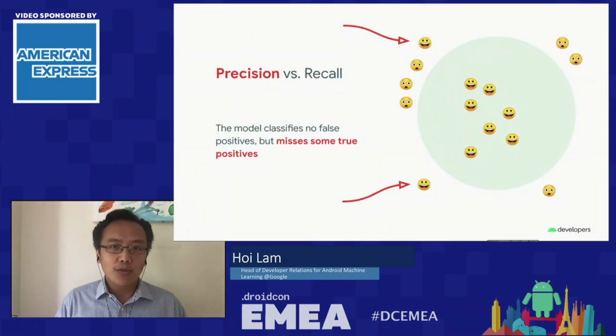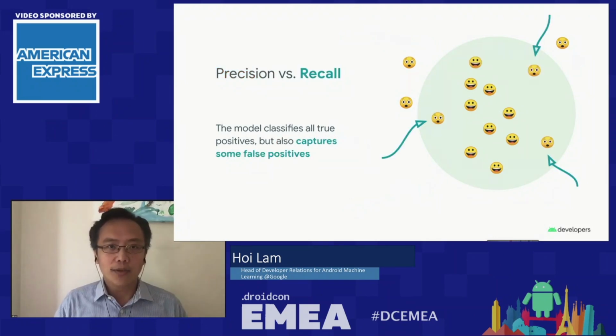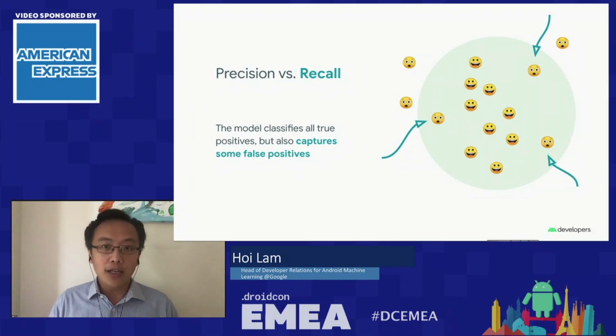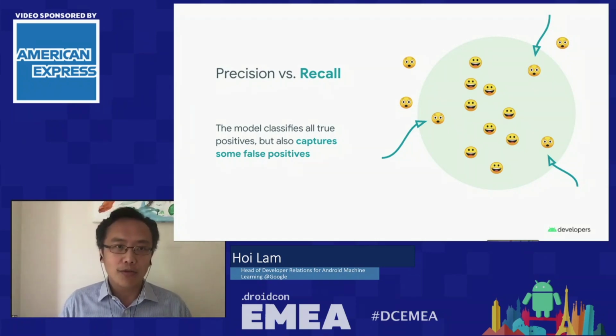Precision is biasing towards getting fewer false positives. What this means is some of the correct pronunciations, the happy faces outside the green circle, will be marked as incorrect if you're optimizing for high precision. On the other hand, if you optimize for high recall, then some of these unhappy faces will be within the green circle, meaning that some of the incorrect pronunciations will be marked as correct.